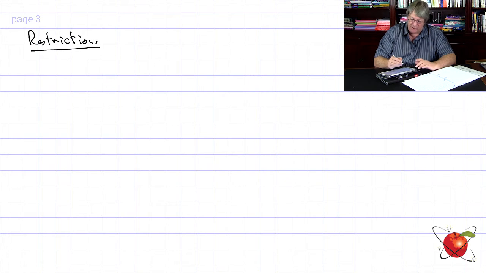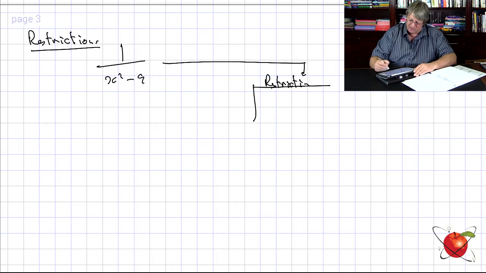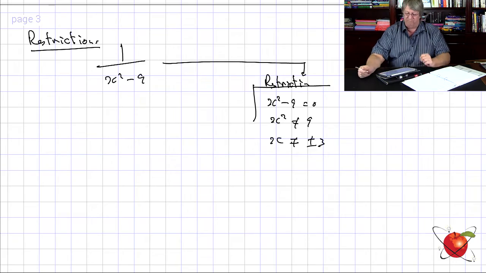What do I mean by restrictions? I didn't say domain, I said restrictions. Remember 1 over x squared minus 9? Straight away we said, whoa, you have got restrictions. Remember my red box on the side? x squared minus 9 cannot be 0. Therefore x squared cannot be equal to 9. Therefore x cannot be plus or minus 3.